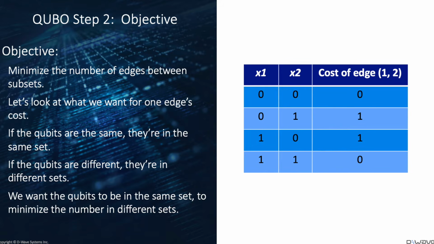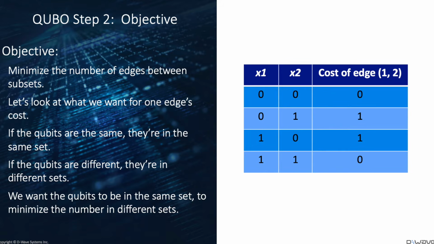We want the qubits to be in the same set. So to minimize the number in different sets, we can do that if all the qubits are in the same set, if we can make that happen. And so what we're going to do is penalize the solutions where the qubits are in different sets, so that anytime that happens, I'll pay a penalty, and I'll try to minimize paying that penalty. So in our problem here, in the truth table, you can see that I've put a penalty on the cases where the qubits have different values. In other words, 0, 1, and 1, 0.